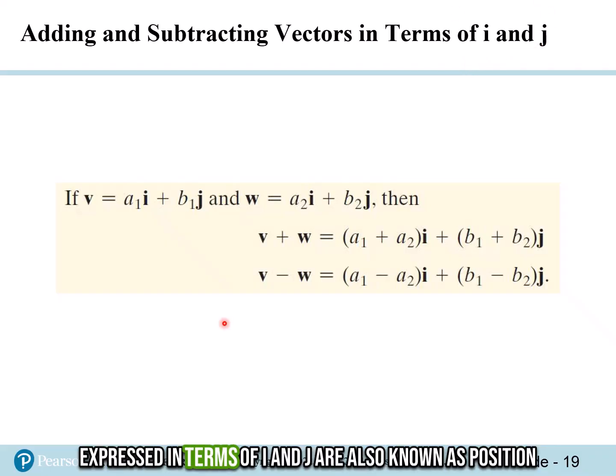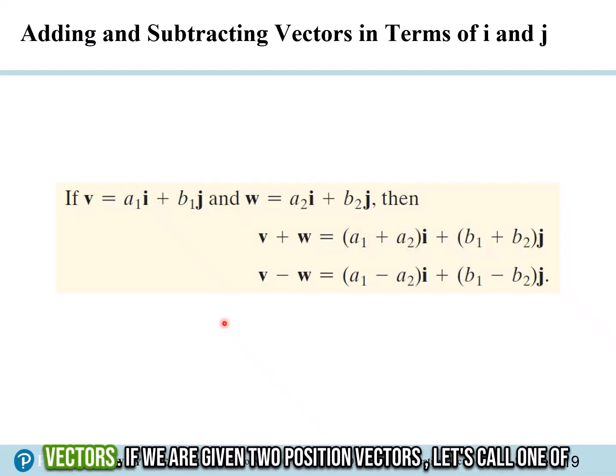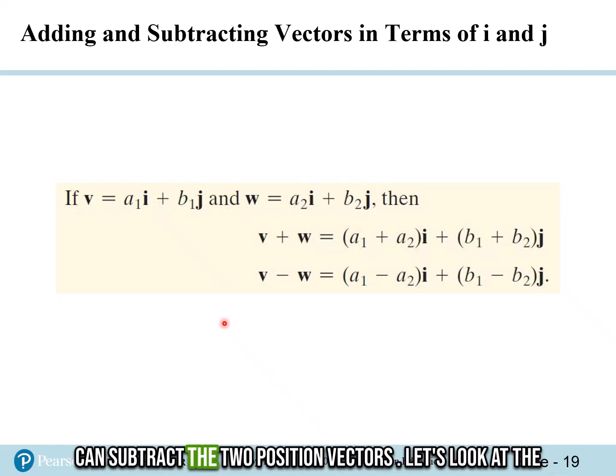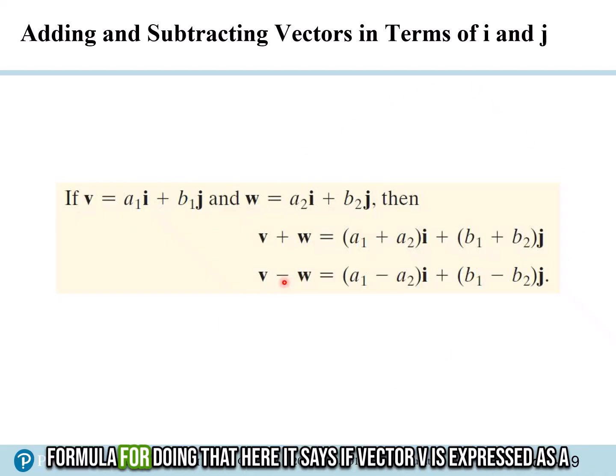We will now learn how to add and subtract vectors expressed in terms of the unit vectors i and j. Vectors expressed in terms of i and j are also known as position vectors. If we are given two position vectors, let's call one of them v and the other one w, we can add the two vectors and we can subtract the two position vectors. Let's look at the formula for doing that.